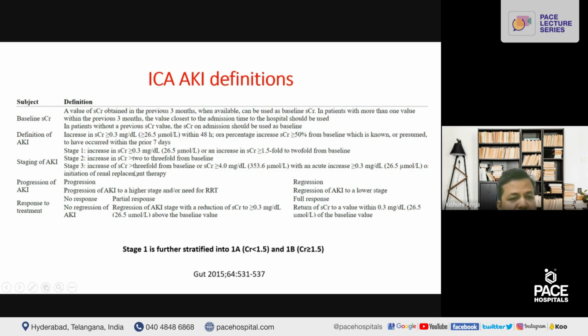And coming to the definition of AKI, an increase in creatinine of more than or equal to 0.3 milligram within 2 days, or an increase in creatinine of more than 50% from the baseline, which might have occurred within the last 7 days. Based on this, they have staged the AKI into stage 1, 2, and 3. Stage 1 is if the creatinine increases by more than or equal to 0.3 milligram, or if the creatinine increases 1.5 to 2 times the baseline.